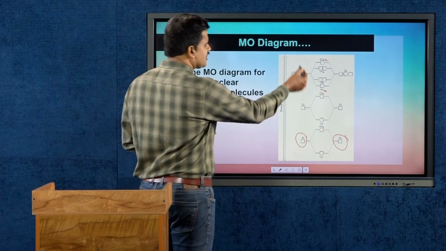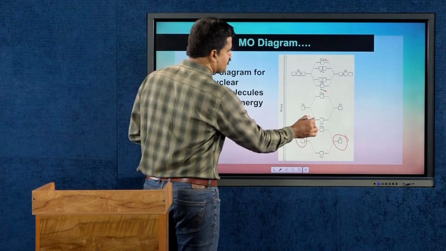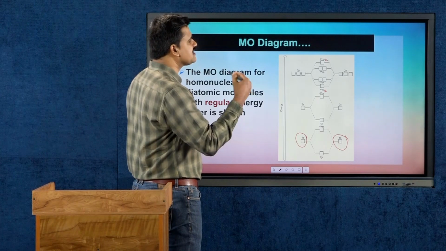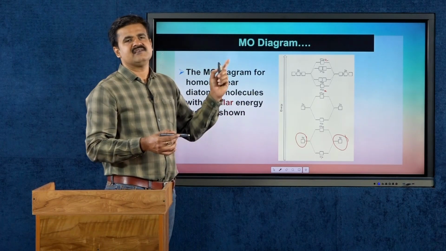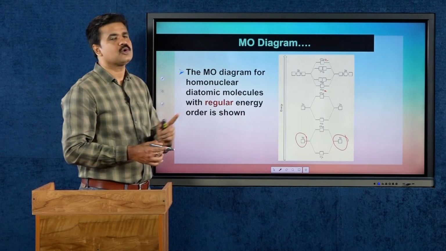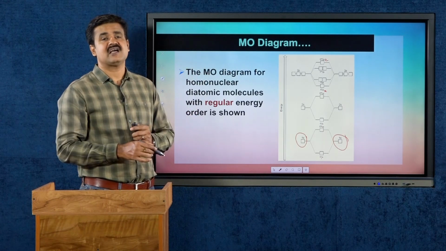So, from this diagram it is clear that sigma 1s is lower in energy than sigma star 1s, then followed by sigma 2s, then the next energy level is sigma star 2s and so on. So, we represented 10 molecular orbitals in the increasing order of their energy, and in the MO diagram we also represent atomic orbitals.